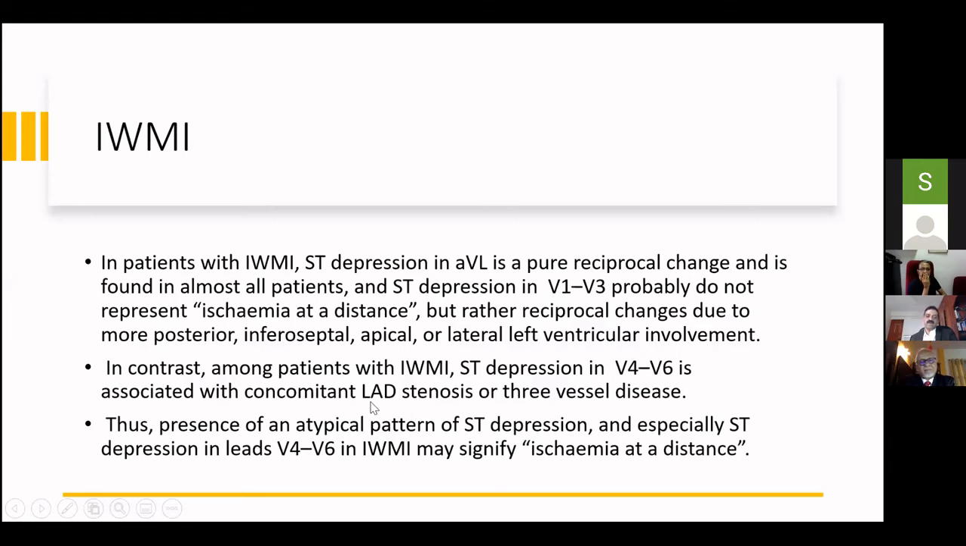And in the presence of atypical patterns of ST depressions, and especially ST depressions in V4 to V6, inferior wall MI generally suggests the ischemia at distance. So I hope you are catching up with this. Whenever the patient has an MI, we can look at the other side, which looks at the ST depression without an additional region being involved. But when I talk about the ischemia at distance, we are talking about one more artery being the reason for that disease.